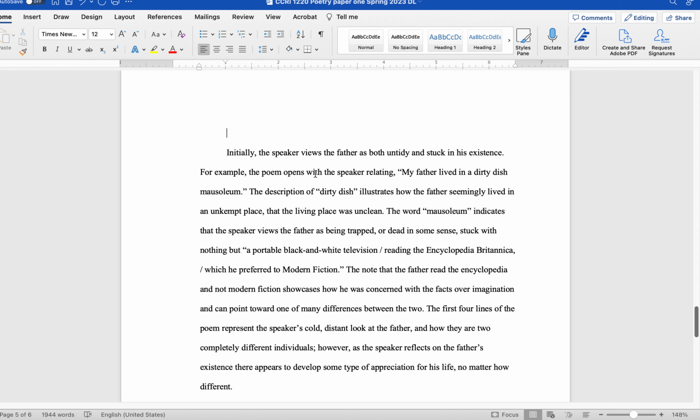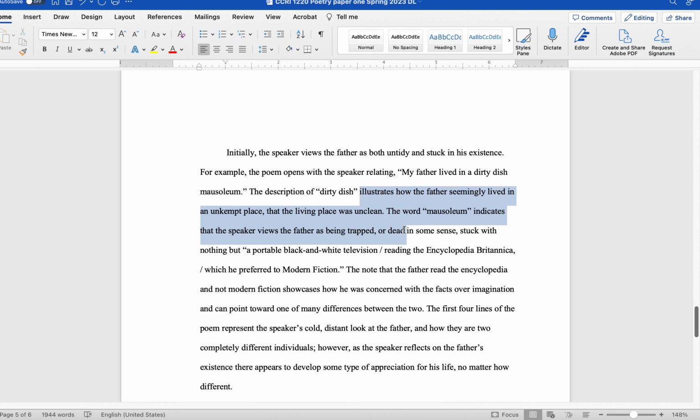For example, the poem opens with the speaker relating, and you want to lead into the quote here. You never want a quote to stand on its own. Here's your evidence. My father lived in a dirty dish mausoleum. The description of dirty dish illustrates how the father seemingly lived in an unkempt place, that the living place was unclean. I'm analyzing these words here.